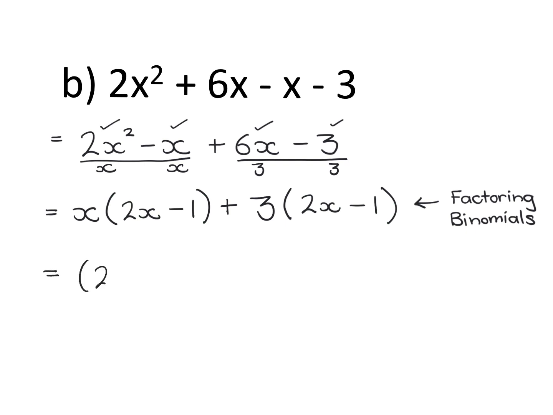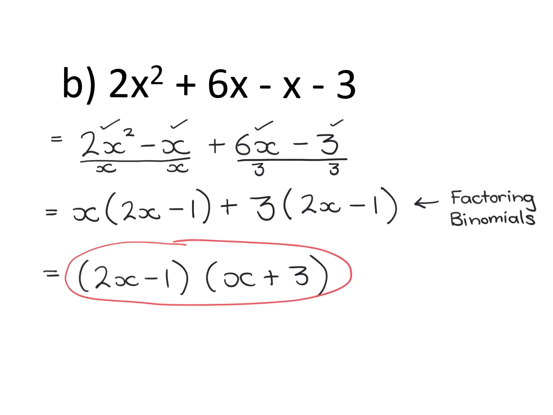So in a bracket, we're going to write 2x minus 1 and close the bracket. Now what's left over? The x and the positive 3. So those two are going to go into a separate bracket. So x plus 3. Okay, close the bracket. And this right here happens to be our final answer. On to our last question.